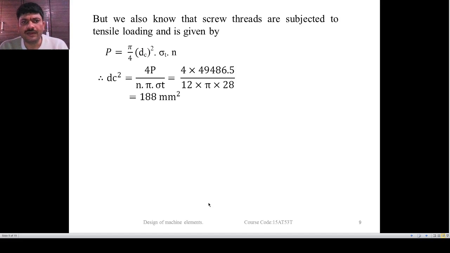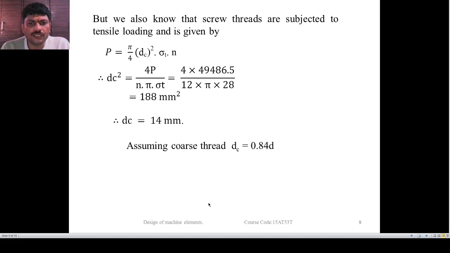Now find the value of dc. Therefore dc is equal to the square root of 188, so you will get 13.7 or 14 mm. This is the root or core diameter you are getting.